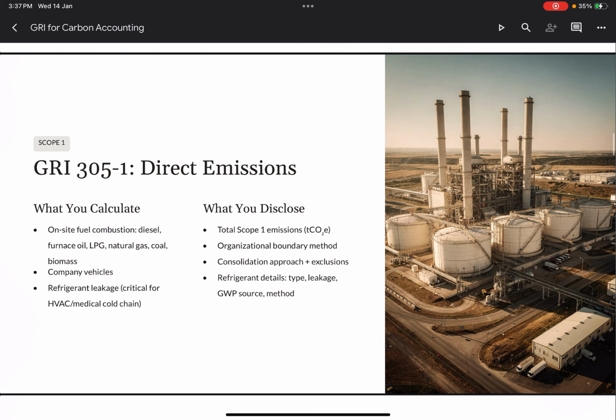So as discussed earlier, 305-1 is scope 1 emissions, which are the direct emissions, and that include the on-site fuel combustion, diesel, furnace oil, LPG, natural gas, and so on. They include the emissions from company vehicles, and they include the refrigerant leaks also. So it's all scope 1 emissions expressed in tons of CO2 equivalent with the organizational boundary method.